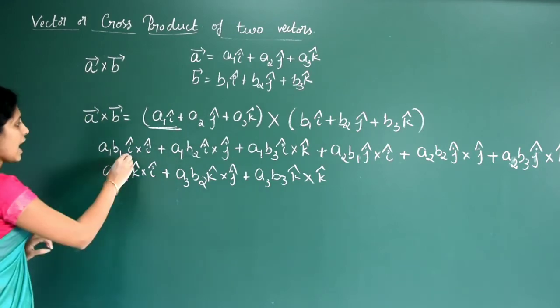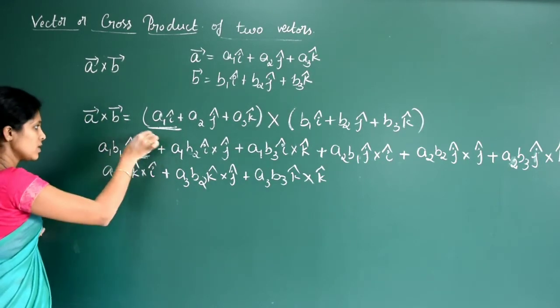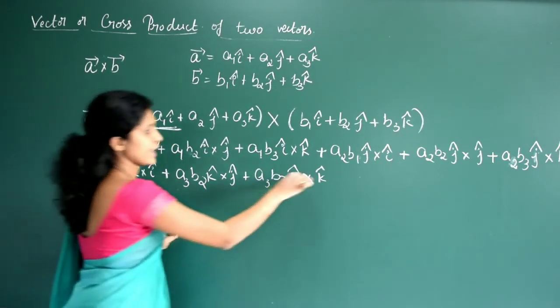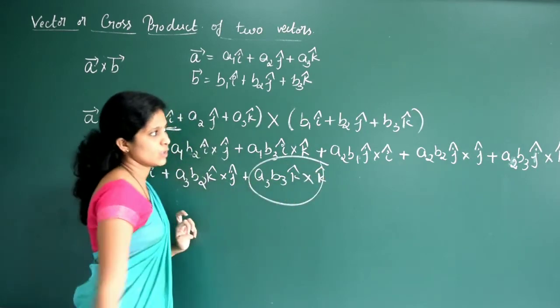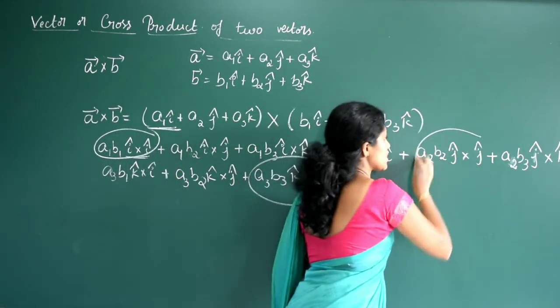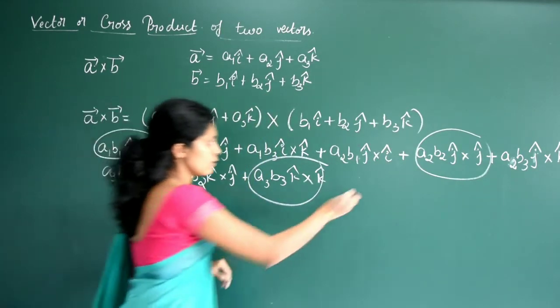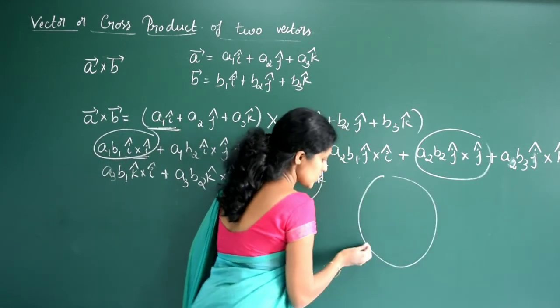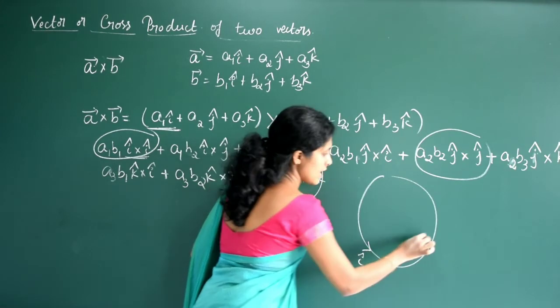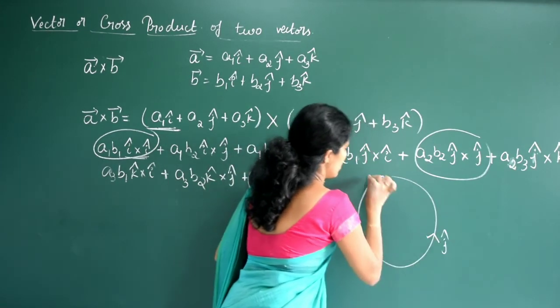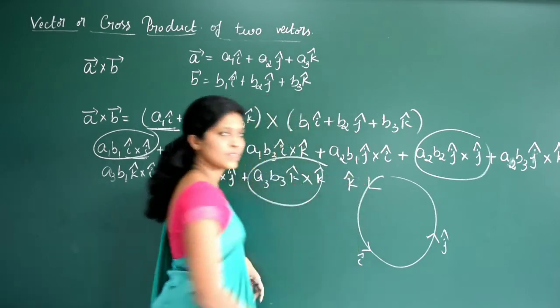Now see here, i cap cross i cap will be equal to 0. Again k cap cross k cap will be 0, and one more, j cap cross j cap, so this will be equal to 0. Now we have to deal with the remaining terms. For that let us write like this: this is i cap, this is j cap, and this is k cap.